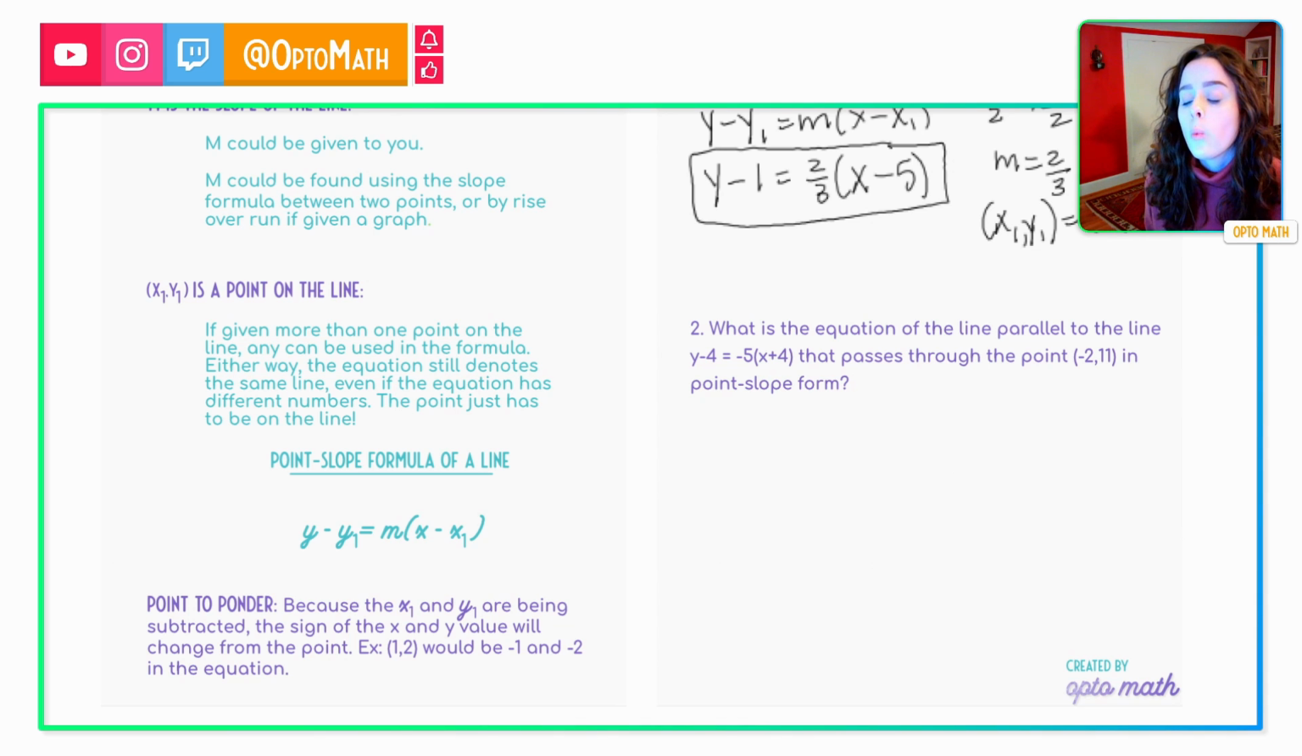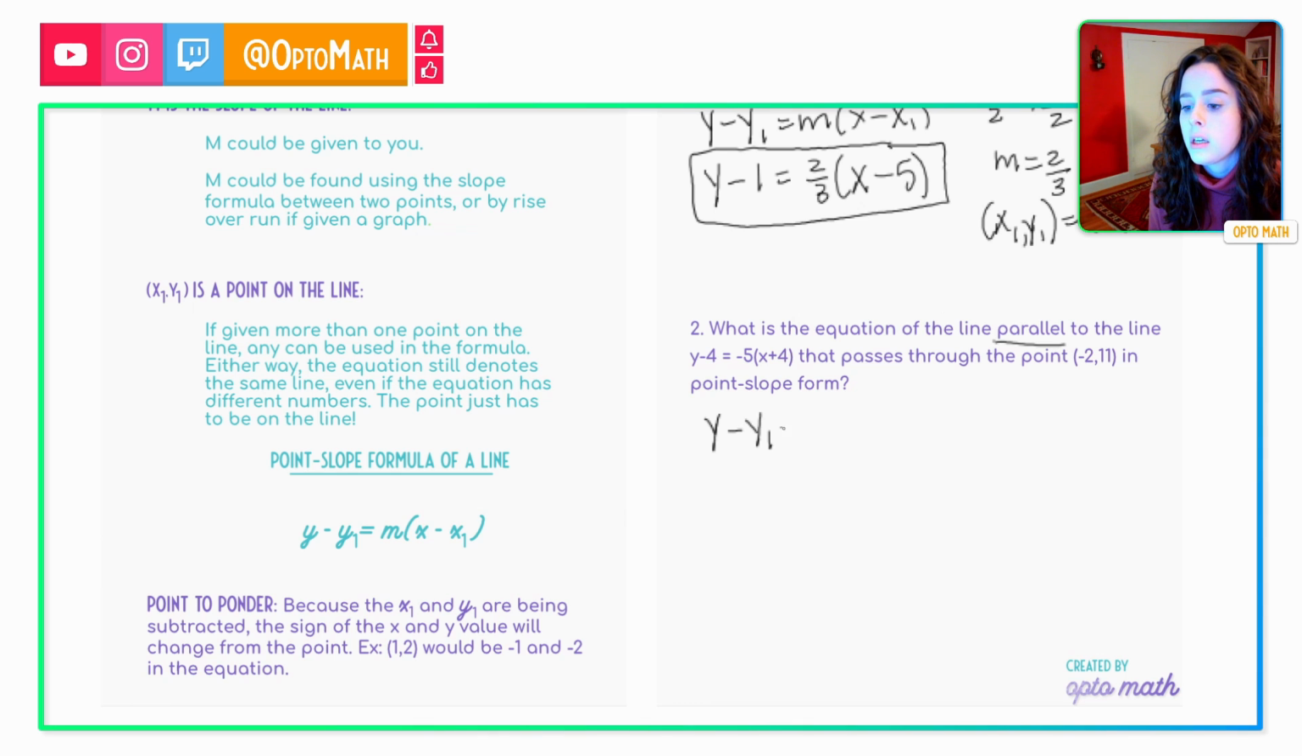Number 2, what is the equation of the line parallel to the line y minus 4 equals -5 times the quantity of x plus 4 that passes through the point -2, 11 in point slope form? Same process. The main thing that's different is this says parallel instead of perpendicular. And it's actually easier because remember, parallel slopes are just equal. So you don't have to do anything different than just finding the slope of the given line. You don't even have to change the slope at all. So it's really simple. But let's go ahead and write down our point slope form.